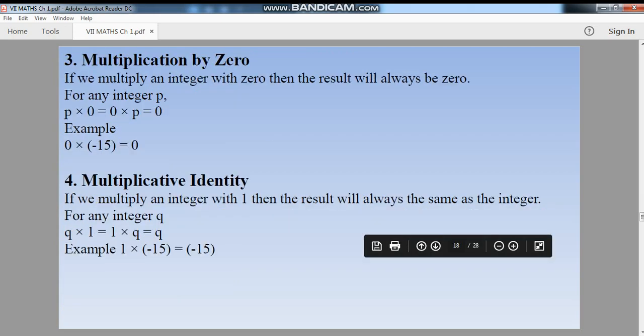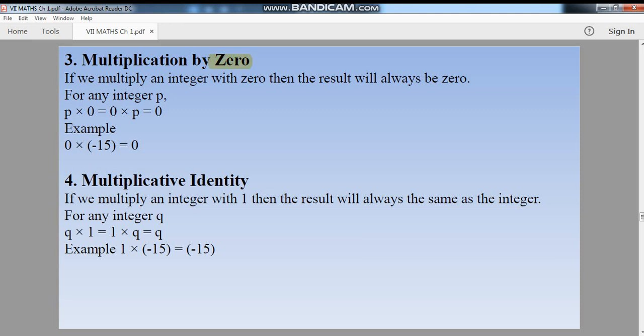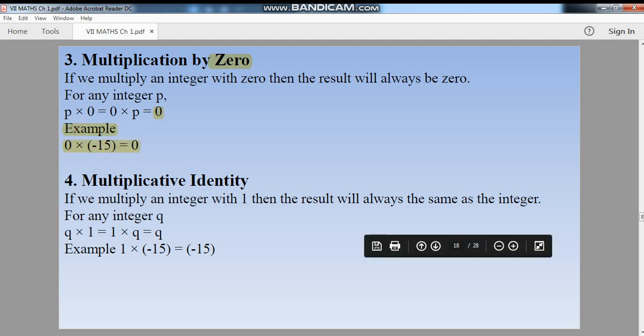Third is the multiplication by 0. We all know very well that when you are multiplying any number with 0, the answer will be 0 itself. For example, 0 into minus 15, the answer is 0.